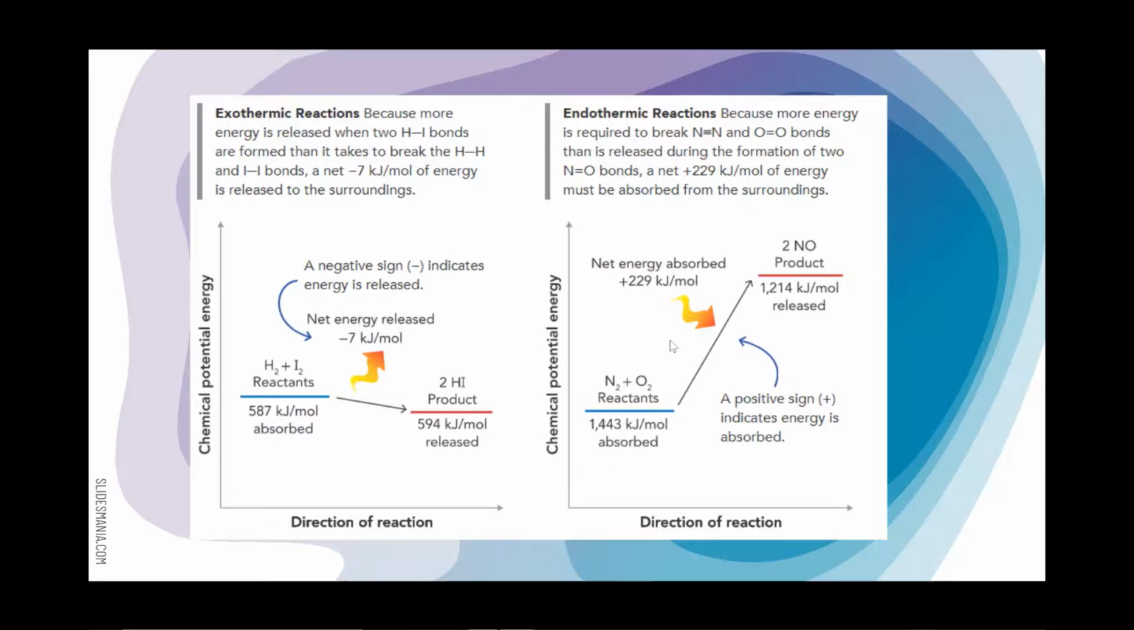On the other hand, when we look over here, this is the one that we just solved. We had our reactants, which require 1,443 kilojoules per mole, but we only released this much. So remember, we said if we subtract those two values, the amount of energy that needs to be absorbed is a positive 229 kilojoules per mole. So overall, more energy needs to be absorbed in order for this reaction to take place, and this is what we call an endothermic reaction.